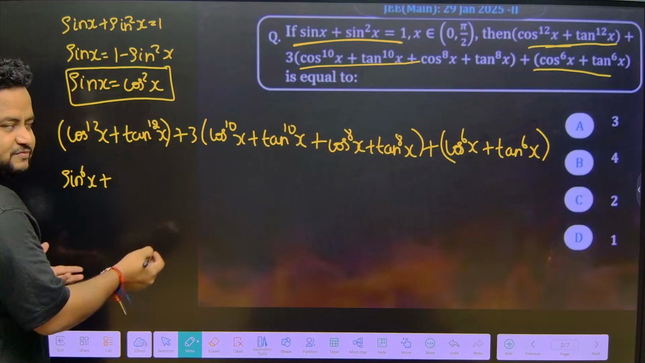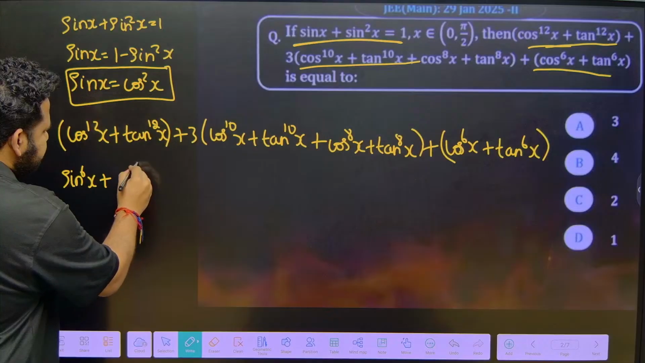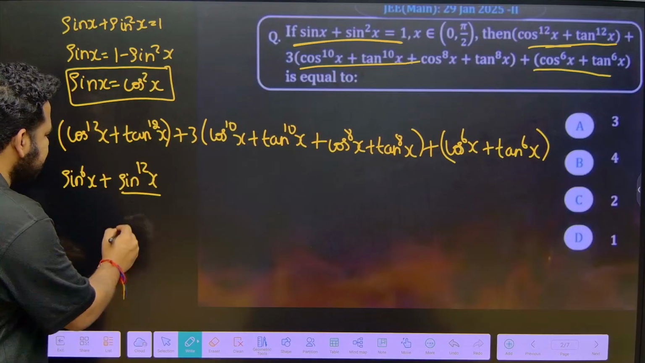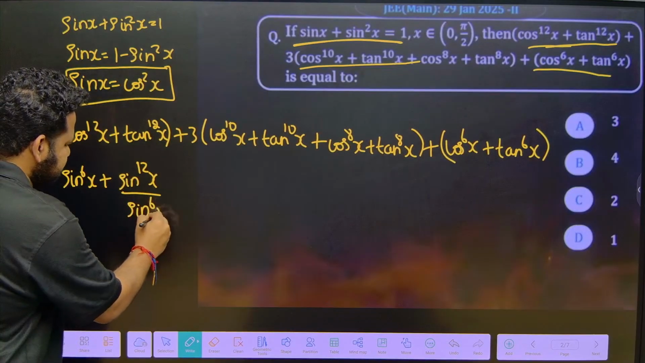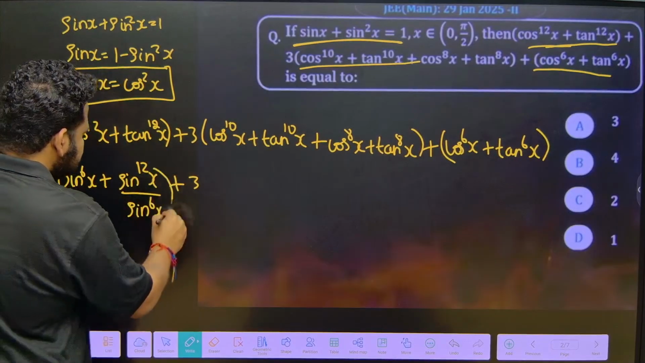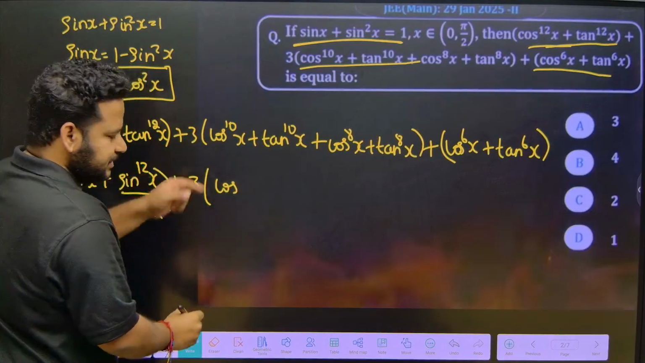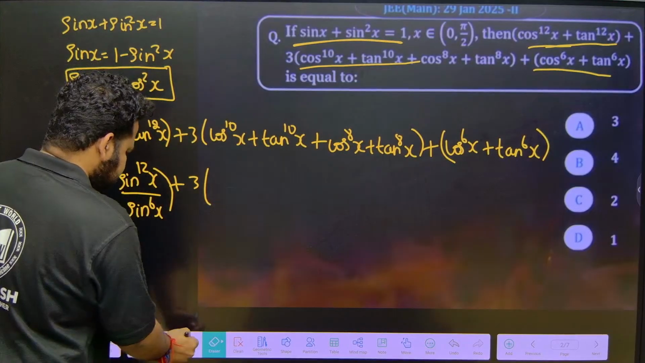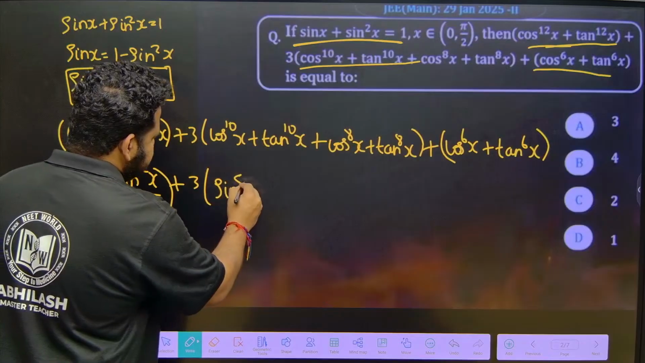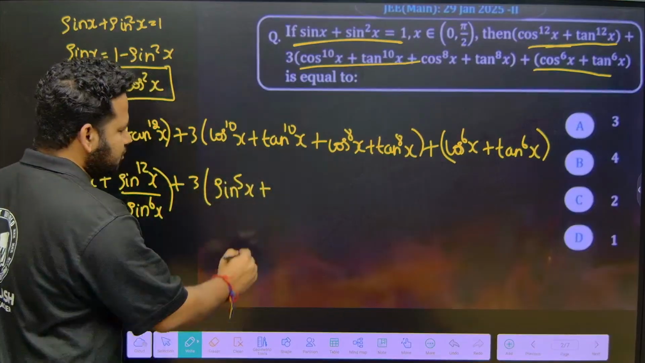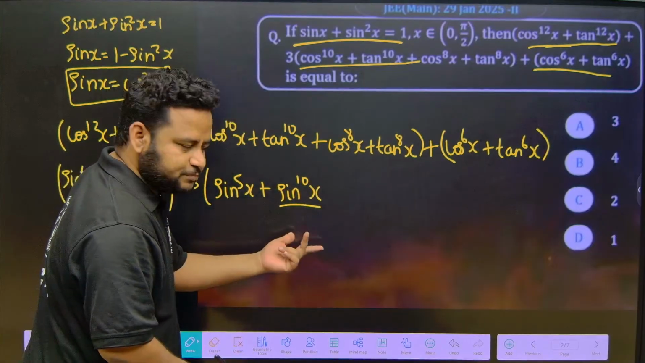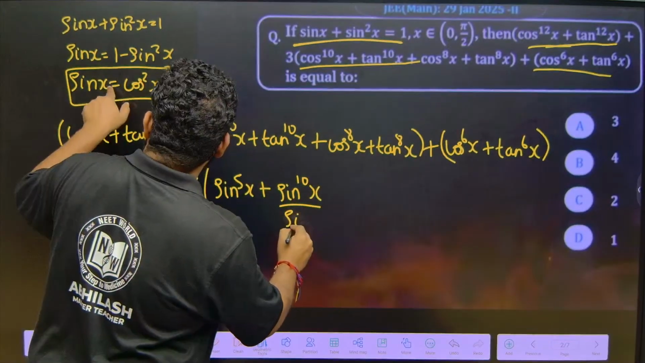Tan power 12x in terms of sin and cos I have to write, this will become sin power 12x divided by cos power 12x. Instead of writing cos power 12x, I will write it in terms of sin, this will become sin power 6x. Similar to this, plus this is what we have 3 into cos power 10x, in terms of sin if I write it, this will become sin power 5x. Tan in terms of sin and cos, this will become sin power 10x divided by cos power 10x. Instead of cos power 10x, I will write it as sin power 5x by using this result which I have got.